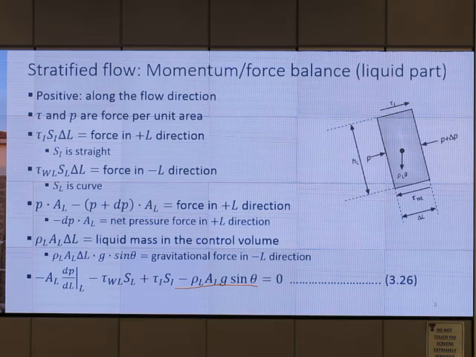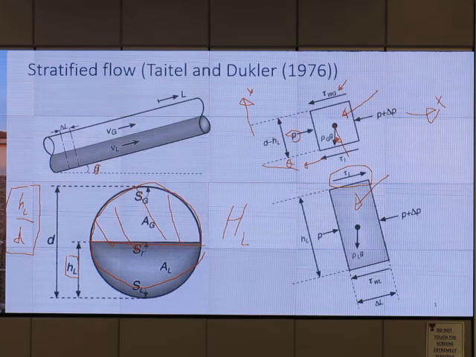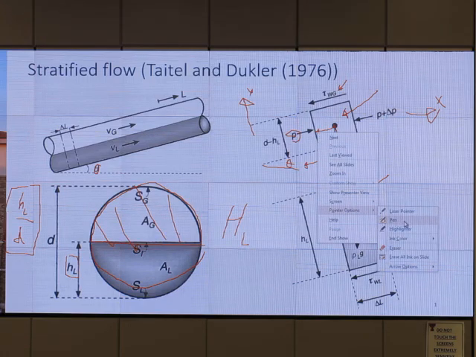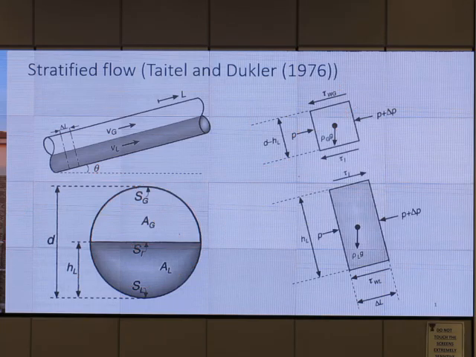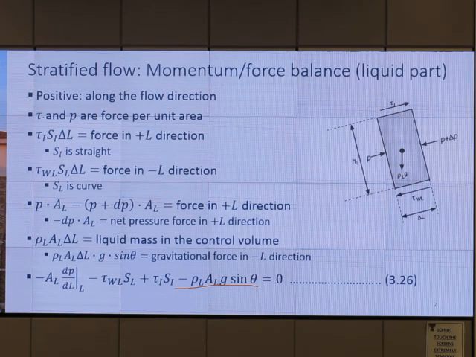Kind of correct. So let's take a look at the force balance. If this is theta, this direction is rho g sine theta, right? So when I have force balance, the net force from pressure will be P minus this whole term, divided by cross-section area, correct? I put here that if it is in the flow direction, it is positive, okay? Tau and P are force per unit area, and tau I, Si delta L is the force in plus L direction.